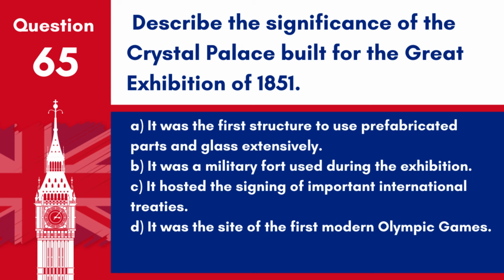Question 65. Describe the significance of the Crystal Palace built for the Great Exhibition of 1851. A. It was the first structure to use prefabricated parts and glass extensively. B. It was a military fort used during the exhibition. C. It hosted the signing of important international treaties. D. It was the site of the first modern Olympic Games.